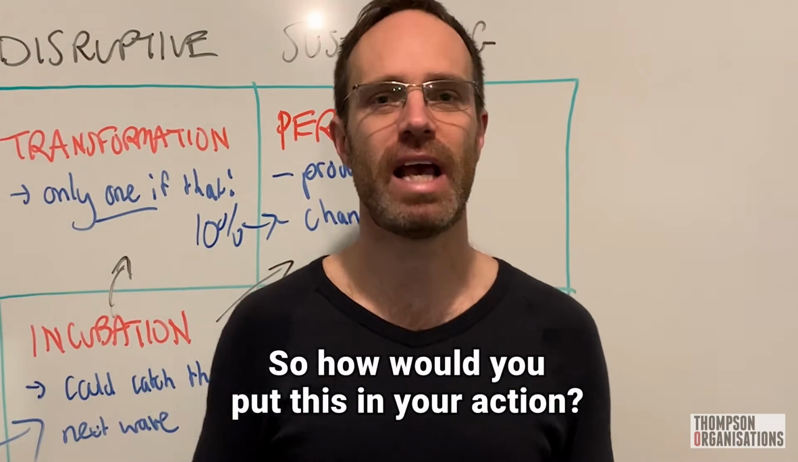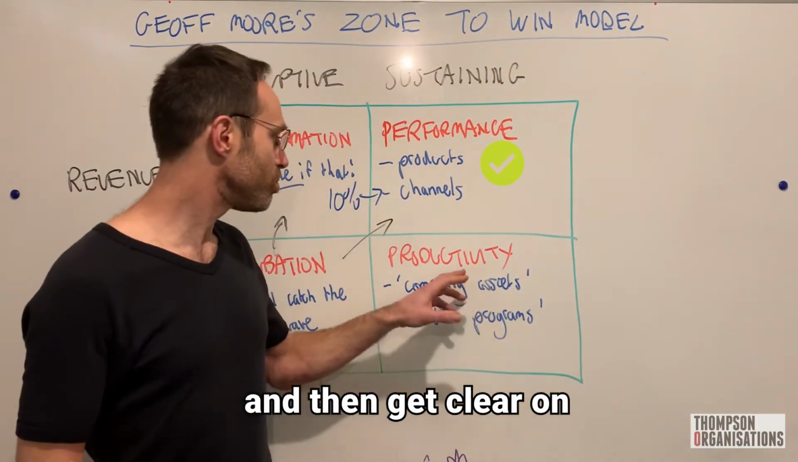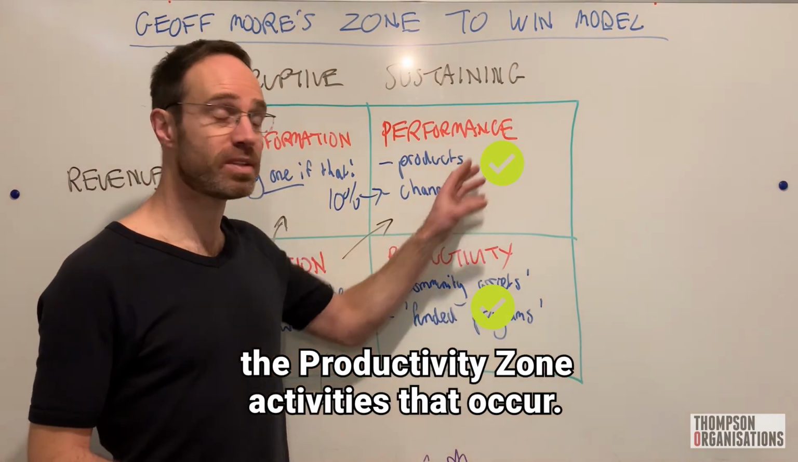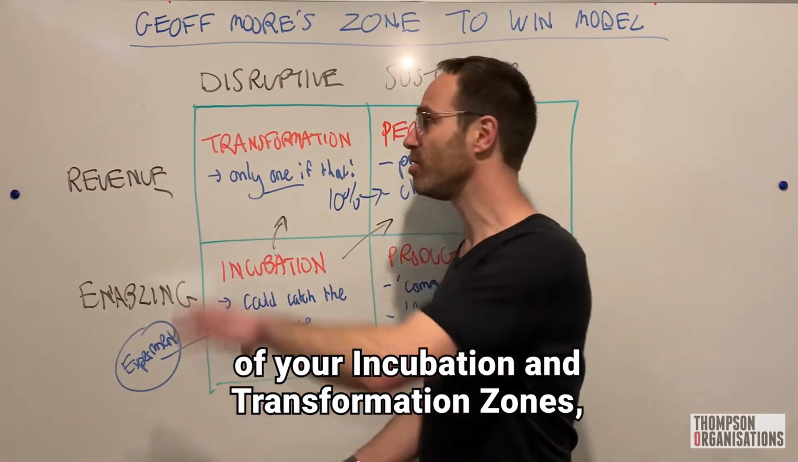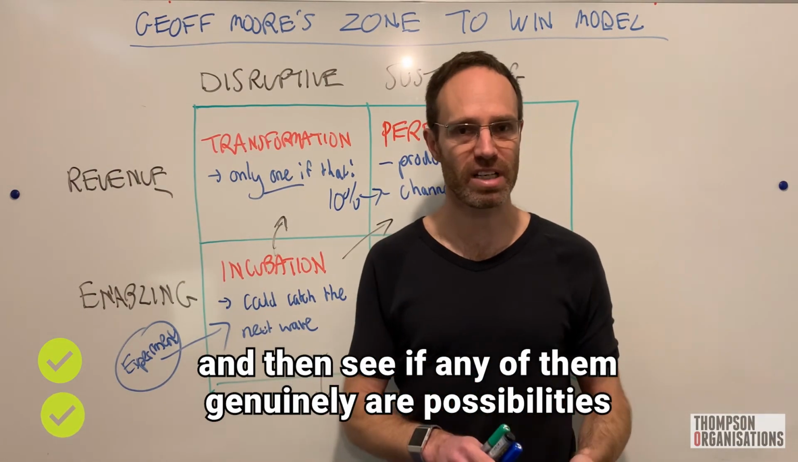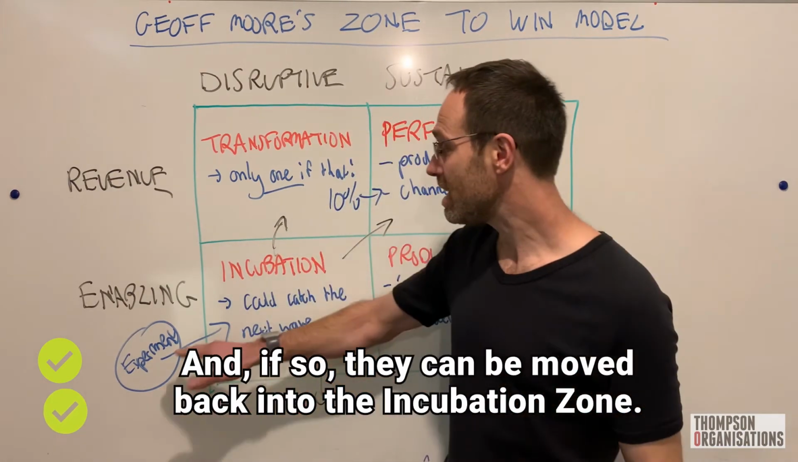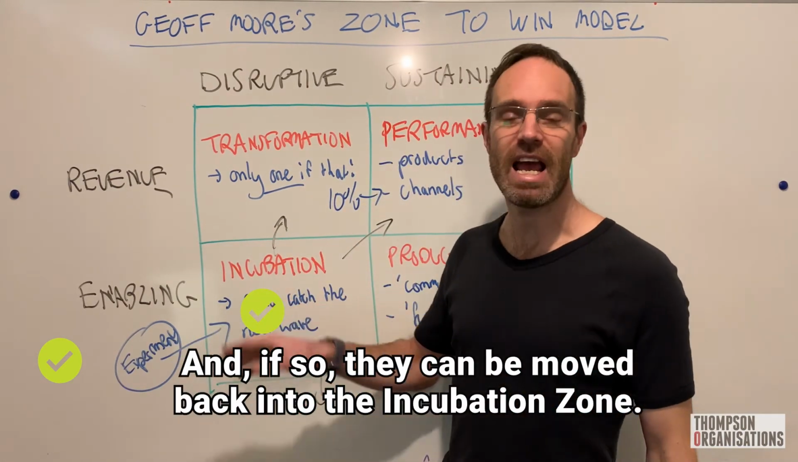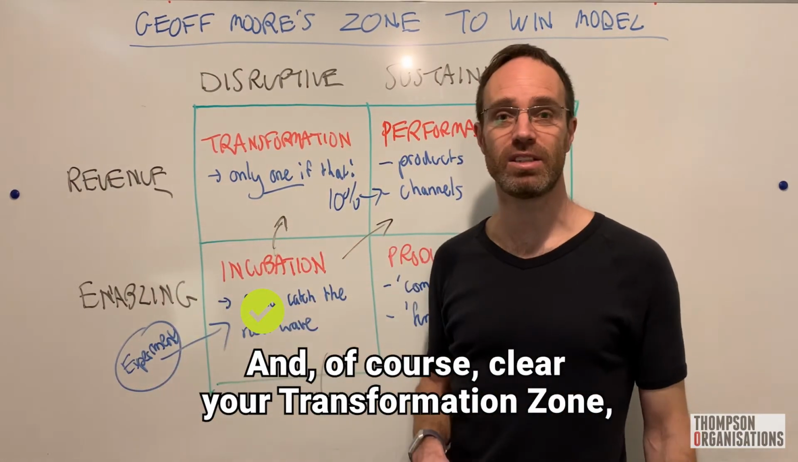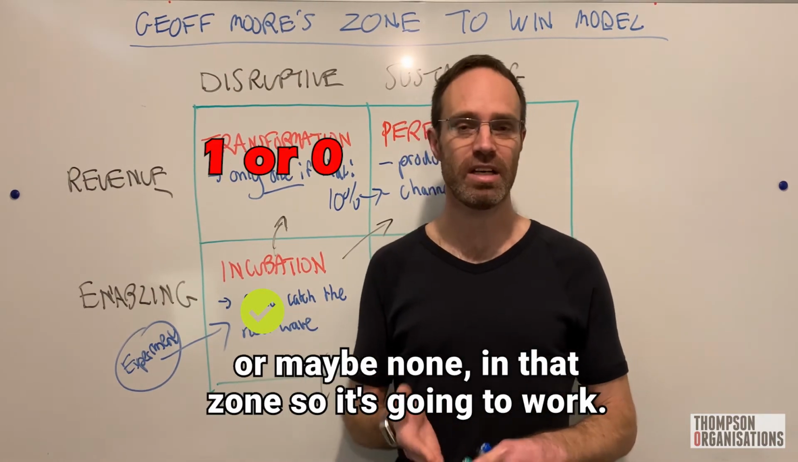This model is not just useful for the whole organisation, it's useful in your division and it's also useful in your team. So how would you put this into action? First, get clear on what's in your performance zone, and then get clear on the productivity activities that occur. Then what you can do is get everything out of your incubation and transformation zones, and then see if any of them genuinely are possibilities to one day go into the performance zone. And if so, they can be moved back into the incubation zone. And of course, clear your transformation zone and make sure that you've only got one or maybe none in that zone, so it's going to work.